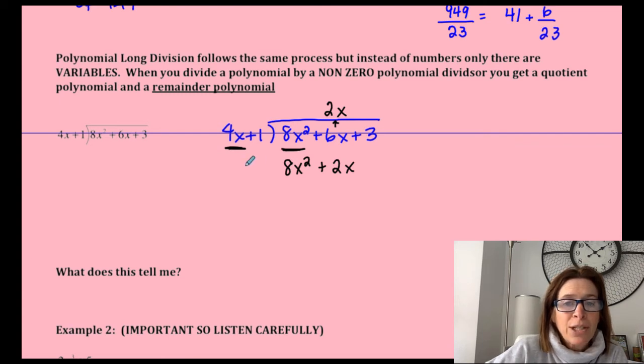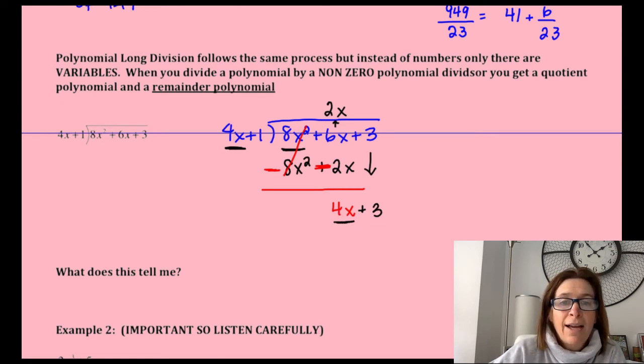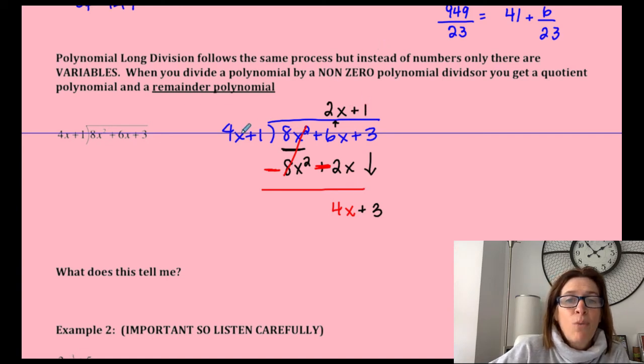Now remember, when we subtract, we have an expression here, so this becomes negative and this becomes negative. I always put that line there to help me. So your 8x squareds are going to simplify to 0 or cancel out. And then I do 6x minus 2x, which is going to give me 4x. So now I bring down the 3. Okay, and now I ask myself, 4x goes into 4x how many times? Or 4x times what would give me 4x? And hopefully you're saying 1. And so then I multiply 1 to 4x plus 1, getting 4x plus 1.